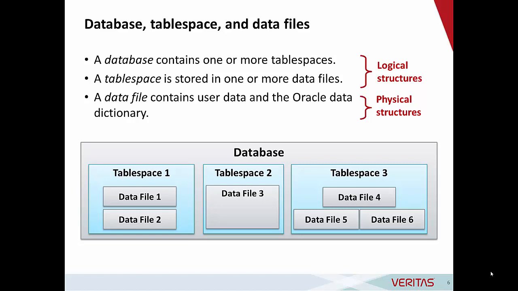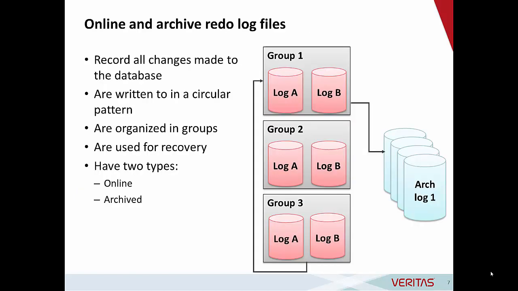A database is a combination of logical and physical structures. The database itself is a logical structure which contains one or more table spaces. A table space is a logical structure which is stored in one or more data files. The data files are the actual physical structures that contain the user data and the Oracle Data Dictionary. The redo logs record all changes made to the database. All incoming transactions hit the redo log before they're applied to the actual data files. And this is an important mechanism for database consistency and recovery.